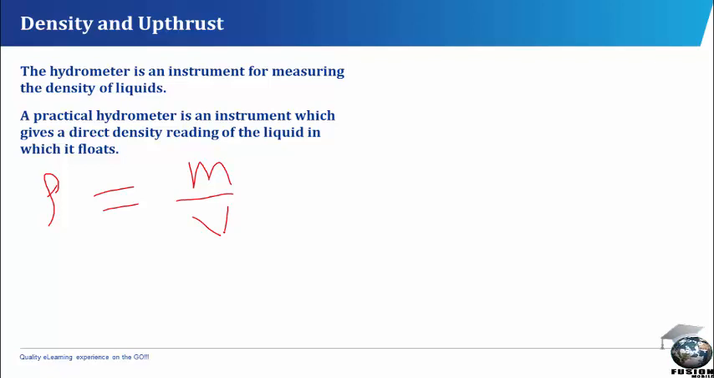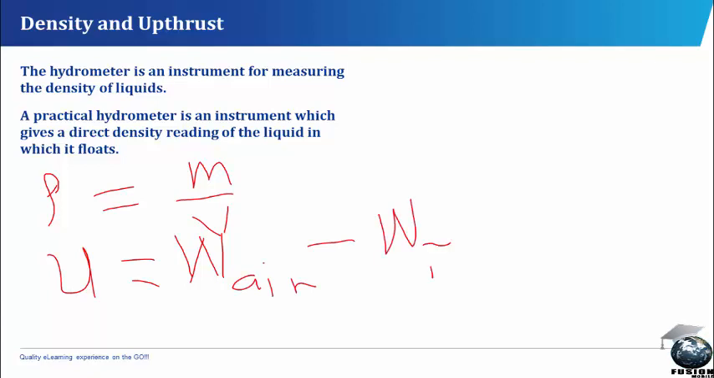While upthrust is the apparent loss in weight, what does that mean? Upthrust is equal to weight in air minus weight in fluid. Since in fluid it seems there is no weight, and in air there is real weight, the subtraction from weight in air gives us the apparent loss of the weight, and that is what? Upthrust.